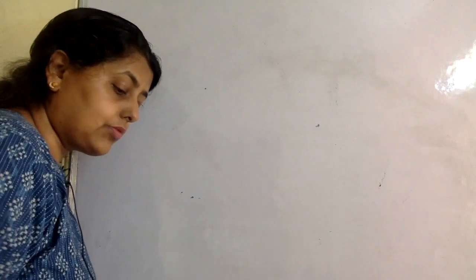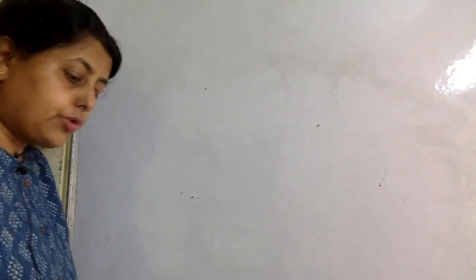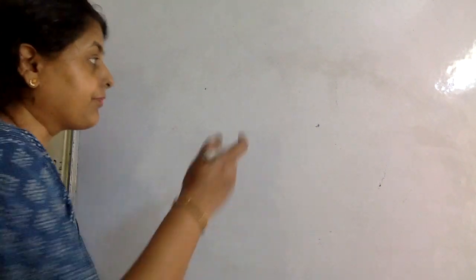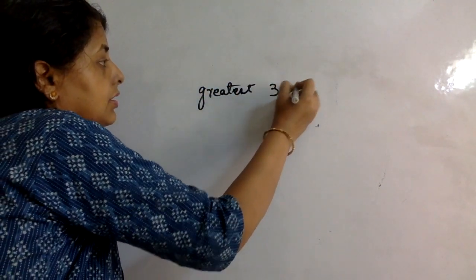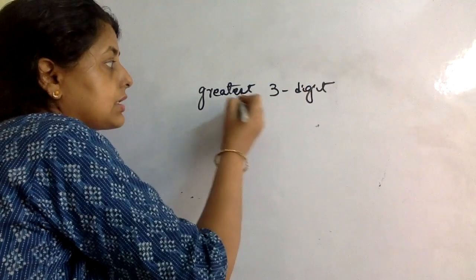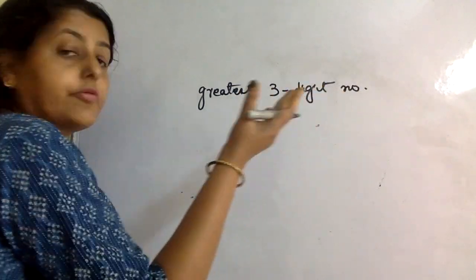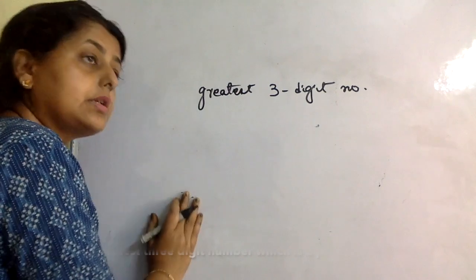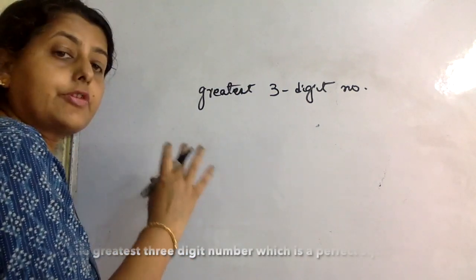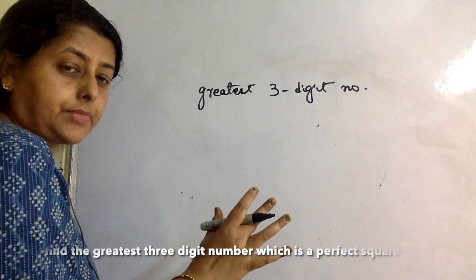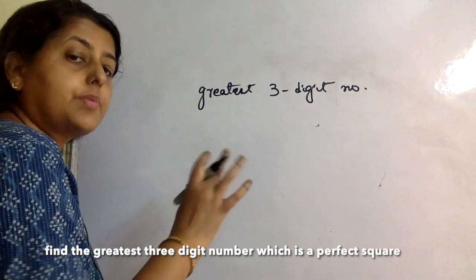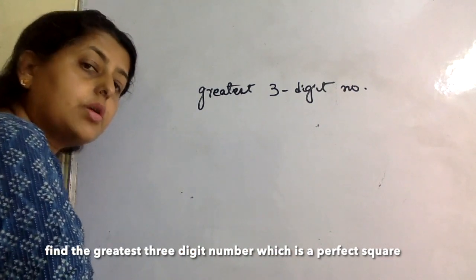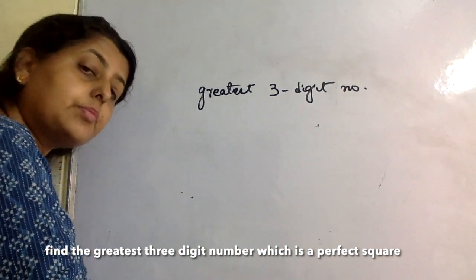As you can read, the question is saying: find the greatest 3-digit number which is a perfect square. I'll write it here too, greatest 3-digit number which is a perfect square. It is not enough if it is just a 3-digit number. It has to be the biggest 3-digit number which is a perfect square.